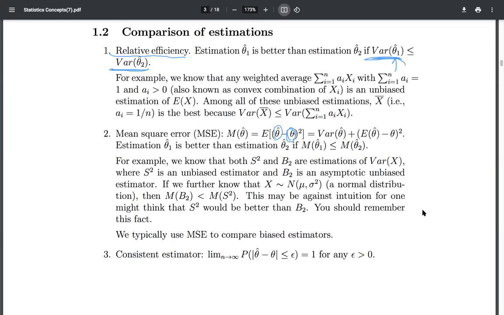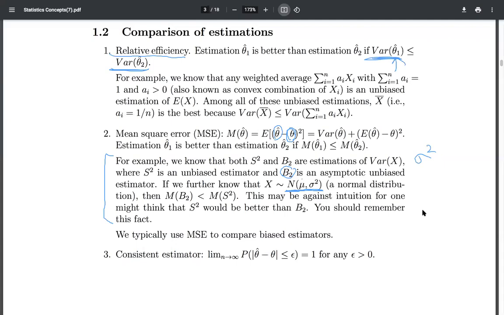So now I have this here. Now this is important to know. So we know that both S squared and B2 are estimates of the variance, which is sigma squared. And S squared is unbiased, and B2 is asymptotically unbiased. So B2 is a good estimate only when n is large enough. So if we further know the underlying population follows a normal distribution with mu and sigma squared that you are going to estimate as parameters.